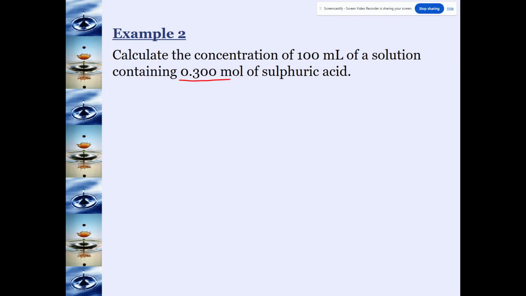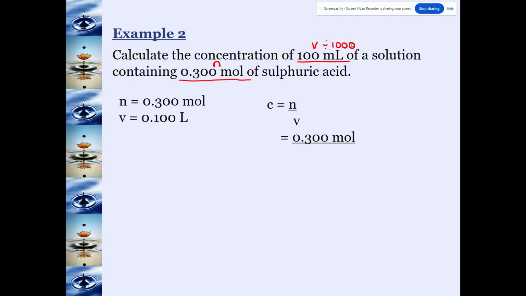Again, I am given moles, which is my N, but my volume is in milliliters. So I need to convert it into liters first, okay? So our N again being 0.300 mole, my volume would be 0.100 liters. And now again, I just plug them into the formula, C equals N over V. Again, my N was 0.300. My V is 0.100 liters. Notice again how our units are moles over liter when we get our answer.